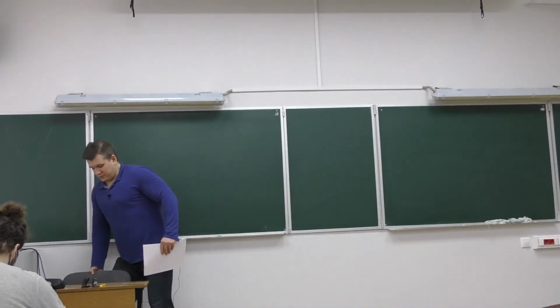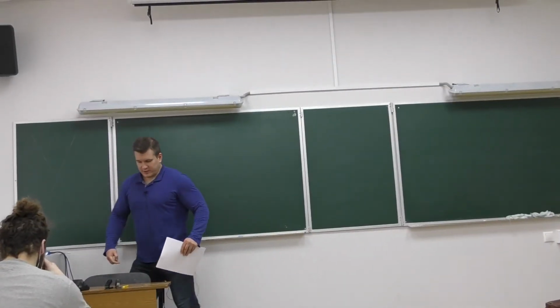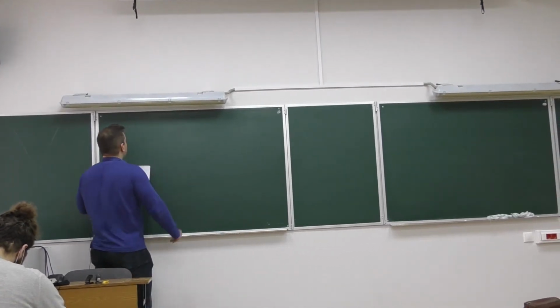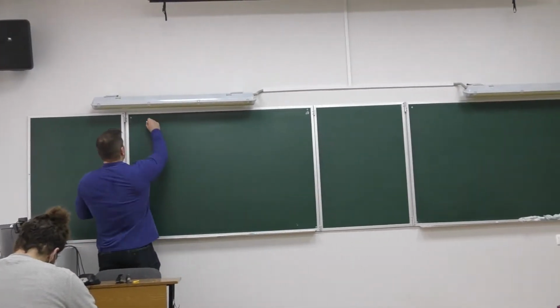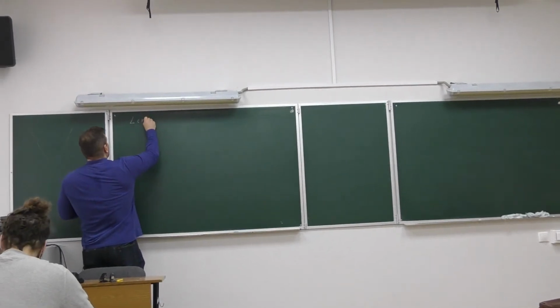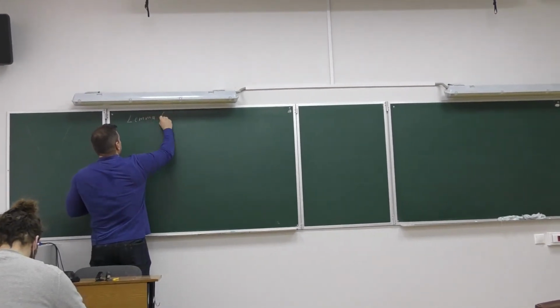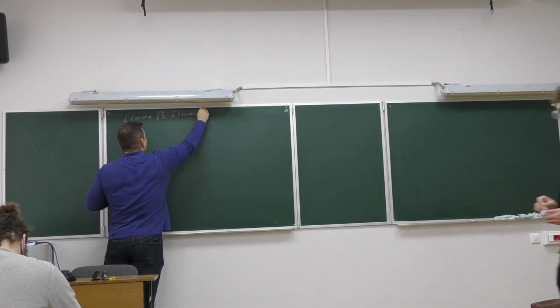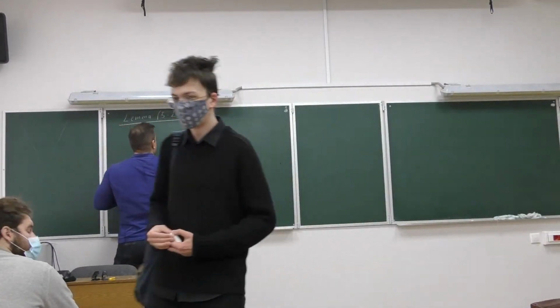Okay, so today we're going to continue elements of homological algebra, exact sequences, and today we're going to finish this little topic. So there will be 2 more statements without proof. So the next statement is the well-known 5 lemma. And this is the following statement.